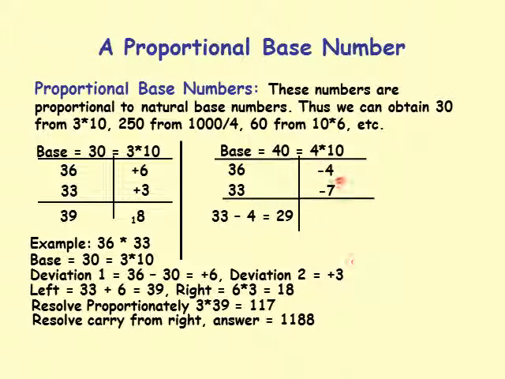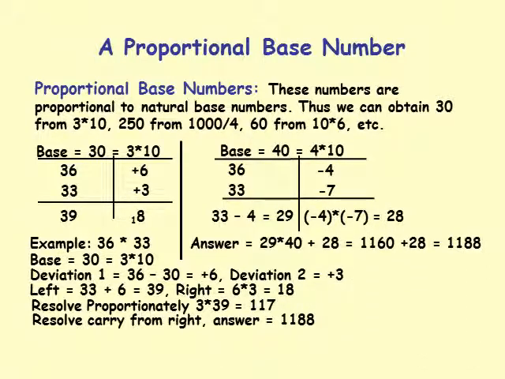On the right, multiply vertically. Minus 4 times minus 7, which is 28. We only need one digit on the right. So the answer this time, we would use the formula: left times the base plus 28. 29 times 40, which is the base, is 1160, plus 28 is 1188, the same number we got before.